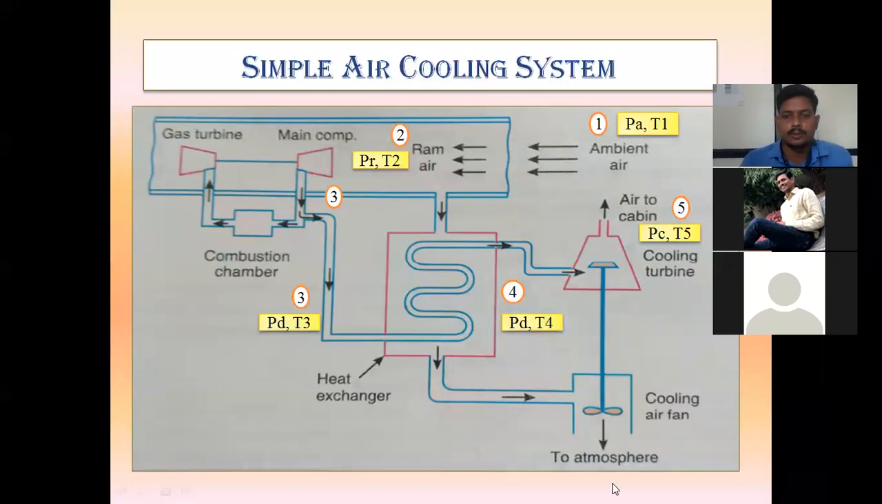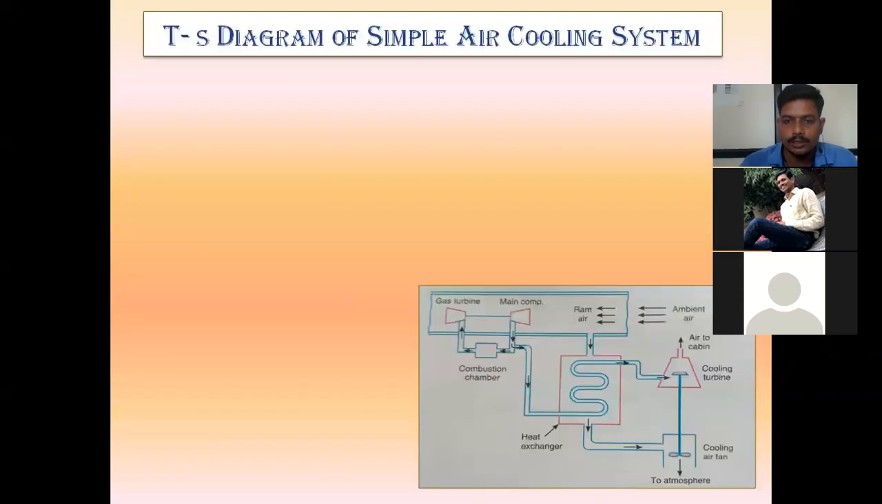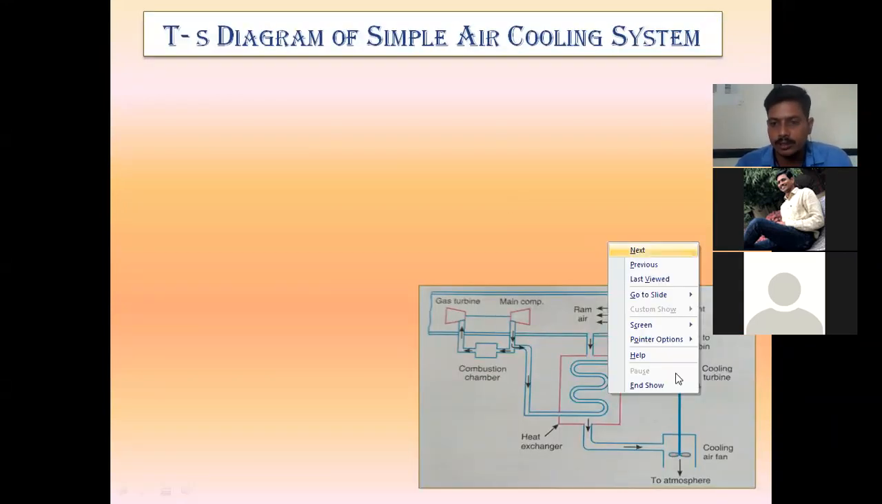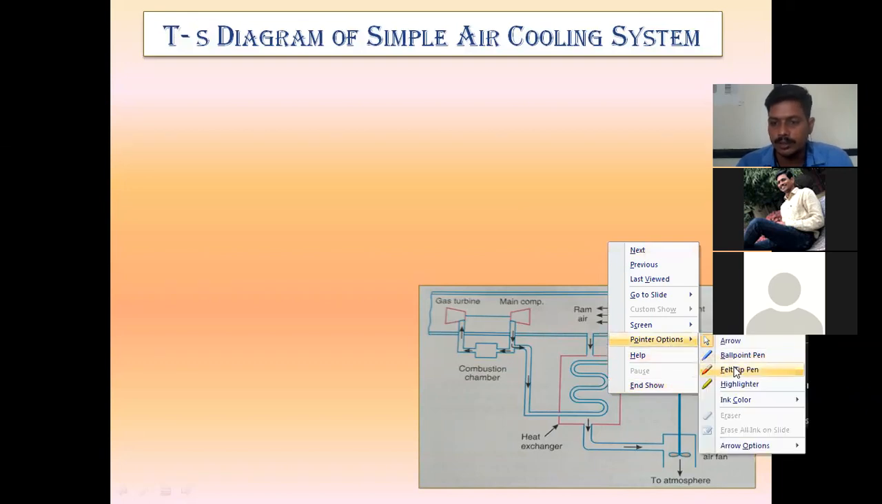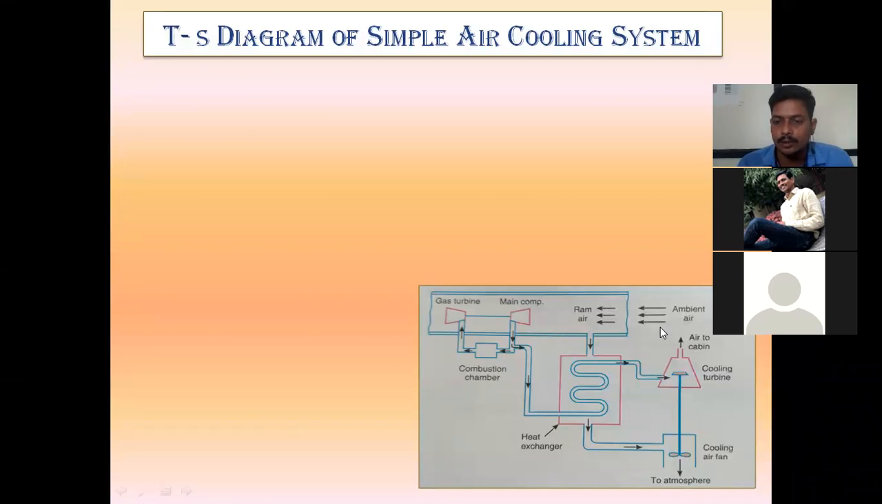So we have seen this diagram last time. This is nothing but simple air cooling system. So now we have to draw the T-s diagram for this simple air cooling system. Whatever thermodynamic processes are there, I have to give the names for those thermodynamic processes.